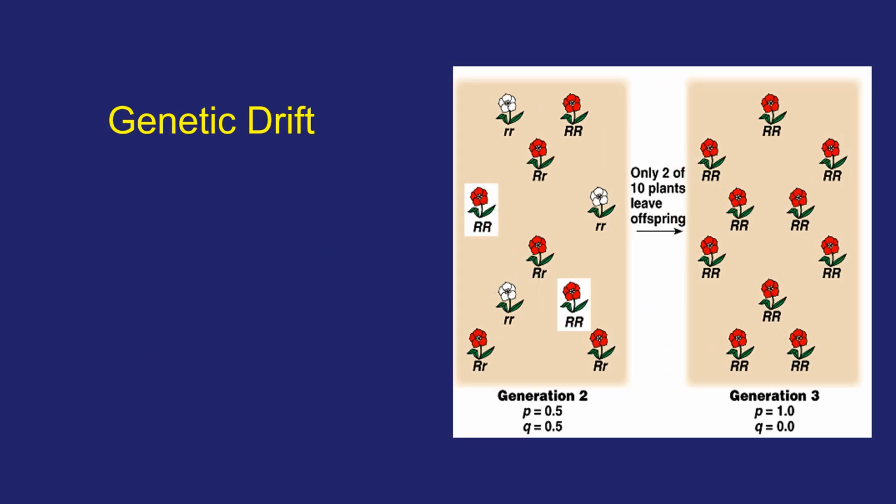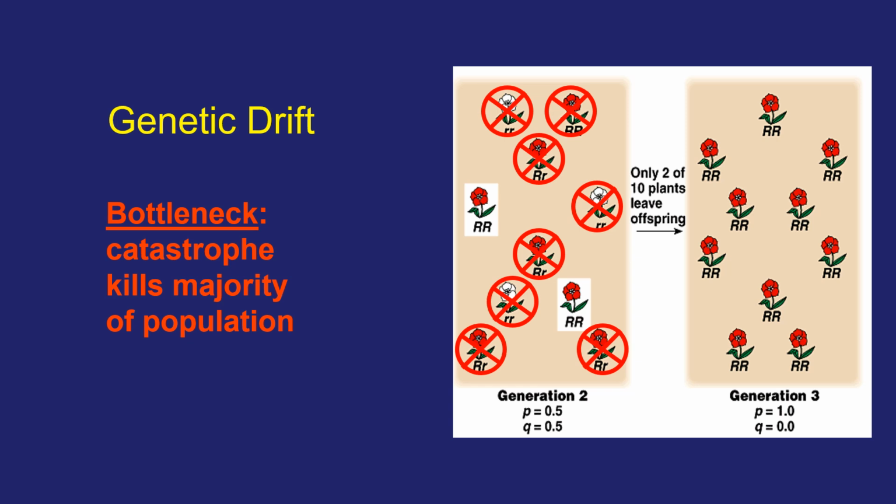Using our red and white flowers again, but this time looking at the bottleneck effect, we have a major catastrophe that just happens to wipe out the heterozygous and the homozygous recessive individuals. Again, just due to chance, we're dealing with a very small population, so this is something that could happen and wouldn't be surprising. We once again are ending up with the same situation where the organisms haven't moved this time.